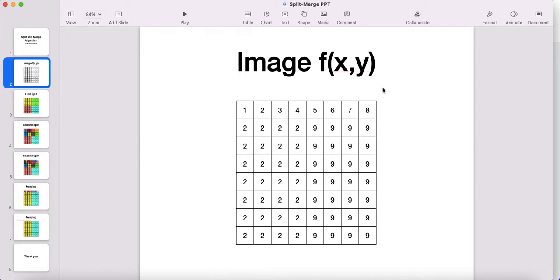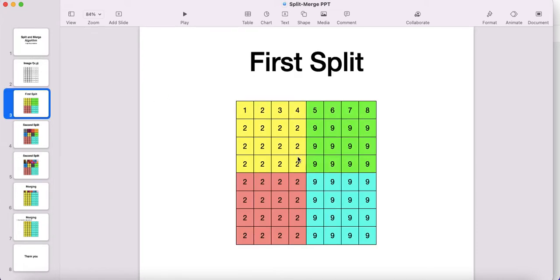When I split both into half row wise as well as column wise, the 8 cross 8 image will be split into 4 cross 4 images. So that is like this. This is my first split: 4 cross 4 images. So consider this region 1, region 2, region 3 and region 4. I have to further proceed.